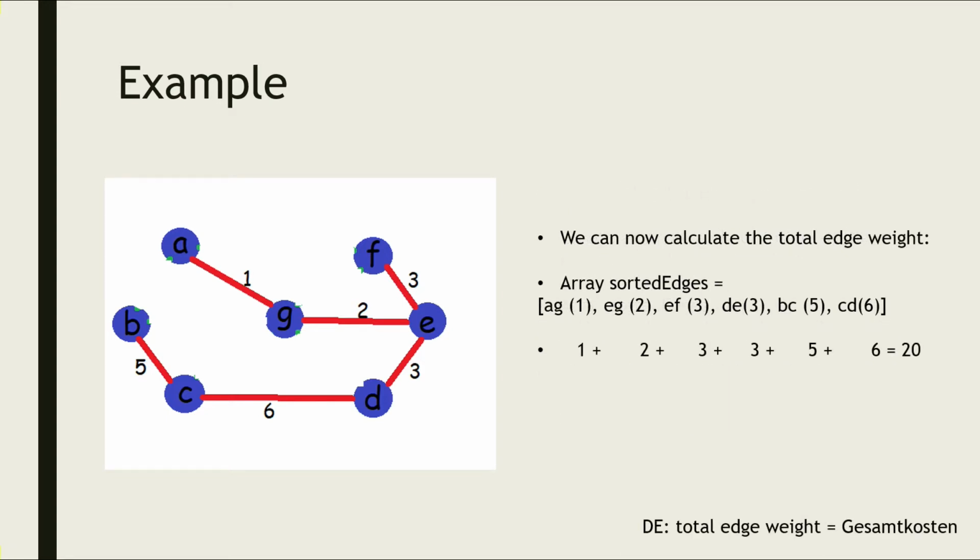We can now calculate the total edge weight. How can we do that? You can also see it on the graph, that every edge has a weight. We simply add these weights, and we take here in our example the total of 20.